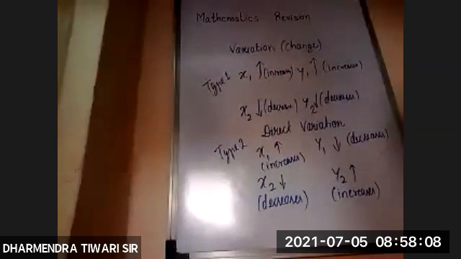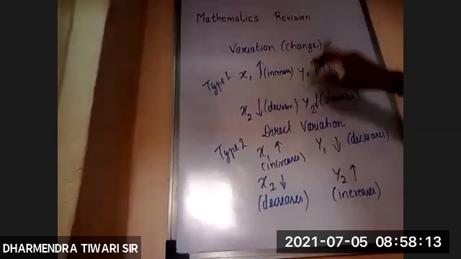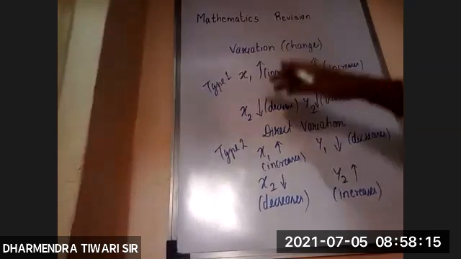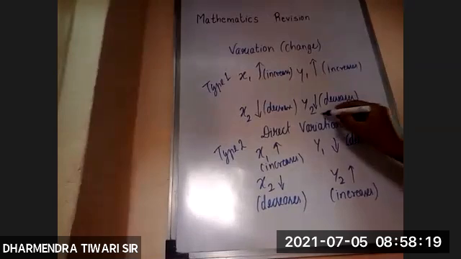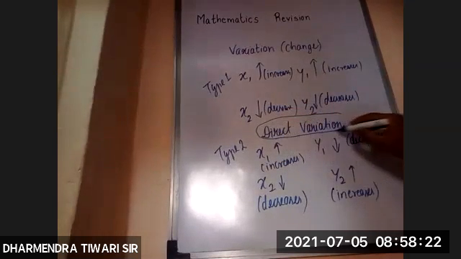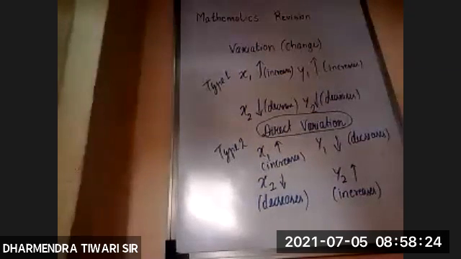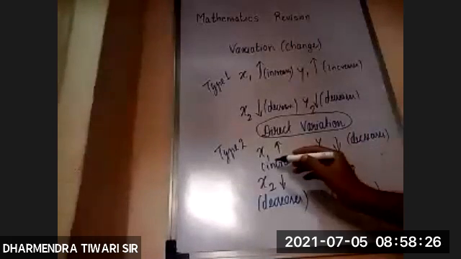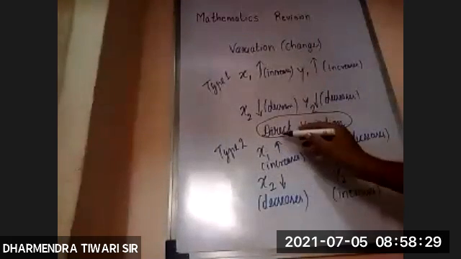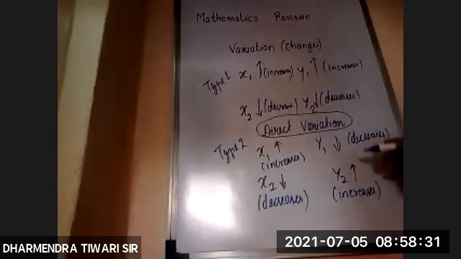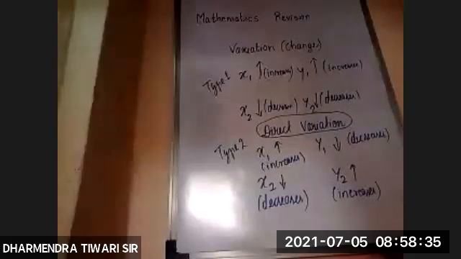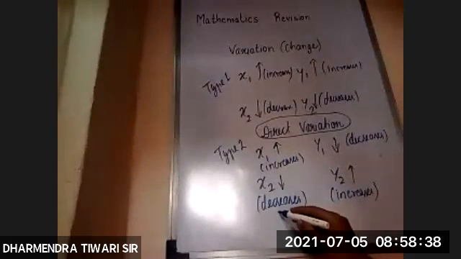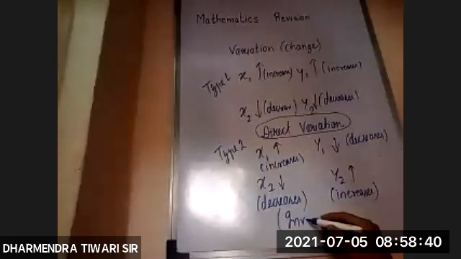Type 1 variation: if both the variables increase or both the variables decrease at the same time, decreases in the sense that I'm talking about its value. If the value of both the variables increases or the value of both the variables decreases, then this type of relation is called direct variation. And in type 2, if x1 increases, y1 decreases, or x2 decreases, y2 increases, then this type of variation is called inverse variation.